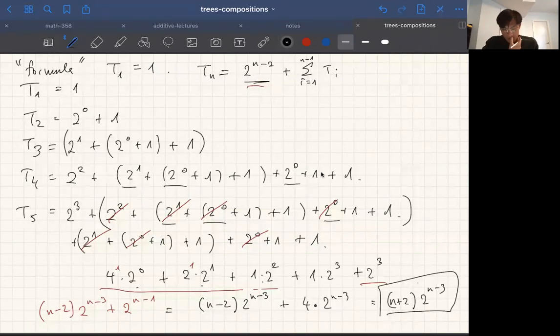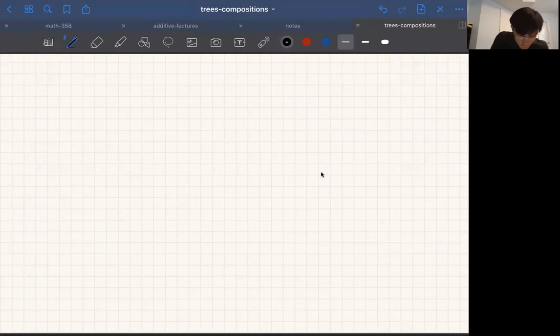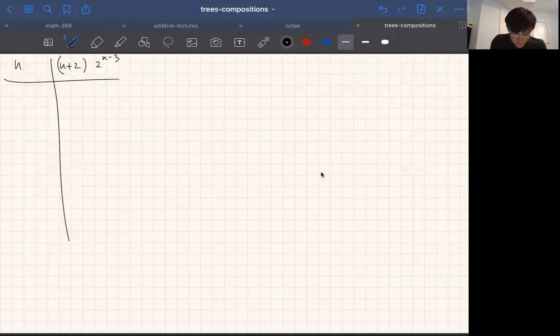Okay, let's write out a whole bunch of them to see if that's right. So n plus 2, 2 to the n minus 3. We know that it doesn't work for n equals 1, so we'll highlight it special. Actually, does it work for n equals 1? N plus 2 is 3. 2 to the n minus 3 is a fraction, like a quarter. That's 3/4. It doesn't make sense.